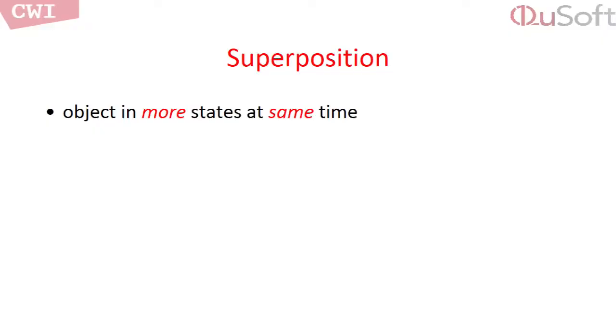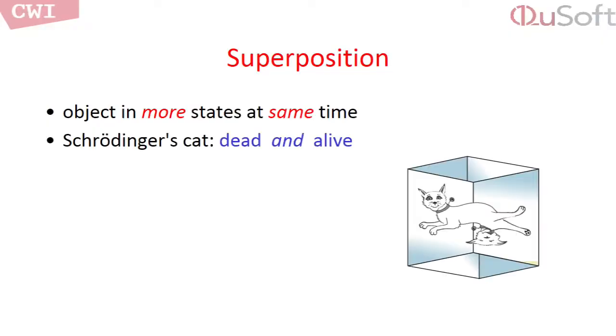And one of the strange phenomena of quantum mechanics is the notion of superposition, which says that an object can be in more than one state at the same time. A well-known example of this is due to Schrödinger, who had his cat be in two positions, namely dead and alive at the same time in a box.